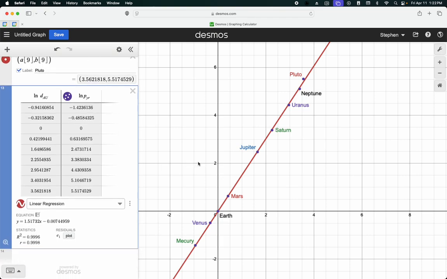What can this regression do? What can the log version of the graph tell you?